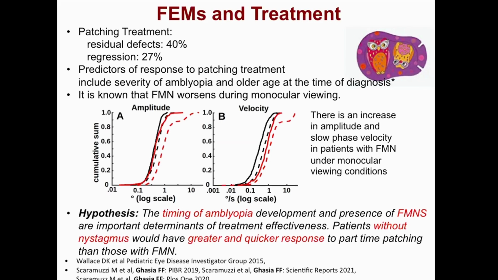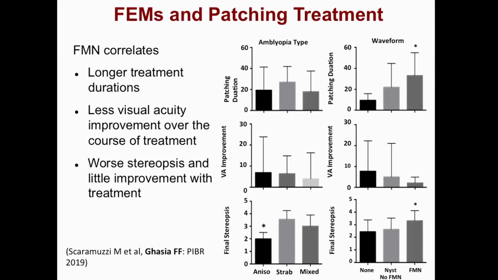We hypothesized that patients without nystagmus would respond quicker and would have more improvement over a short period of time compared to those with FMN. So we recruited 53 amblyopia patients who had eye movement recordings and at least 12 months of follow-up after the patching therapy was started. And we looked at 3 outcomes: patching duration, the extent of visual acuity improvement, and stereopsis improvement.